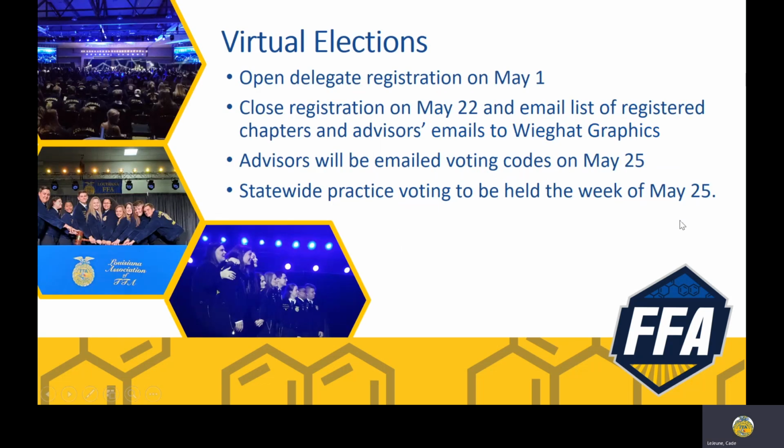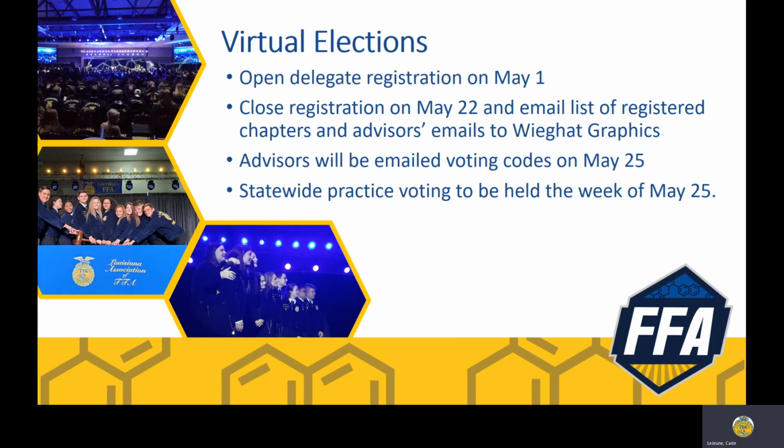The way that the election process is going to work is that on May 1st, all of the advisors statewide will receive a registration link. This registration link will allow advisors to register for 2 delegates for the virtual election process. You don't need to provide the names of your delegates. You're simply going to put your chapter name, your advisor name, and your advisor email address. That registration is going to close on May 22nd.